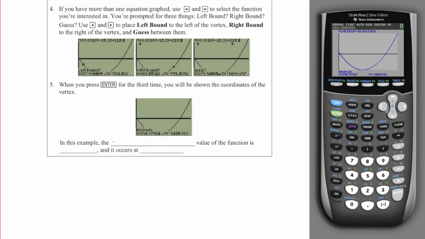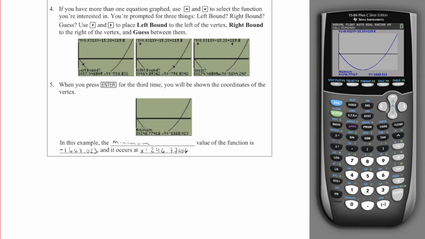So in our example, the minimum value of the function, that's the y coordinate, is about negative 1668.023, and it occurs at about x equals 246.77416. And I'm just recording all of the decimal places that I'm shown right now because this was just kind of a naked function. It didn't tell me what this function represents, so I don't know anything about what sort of rounding makes sense.